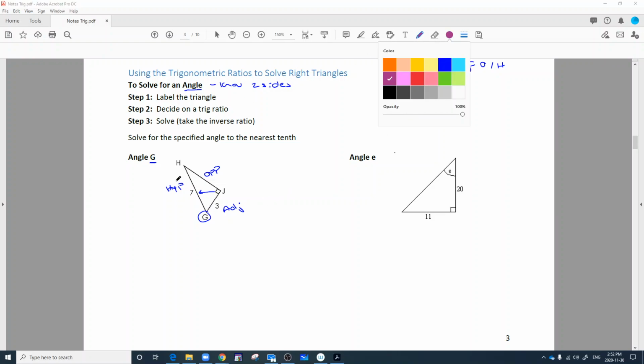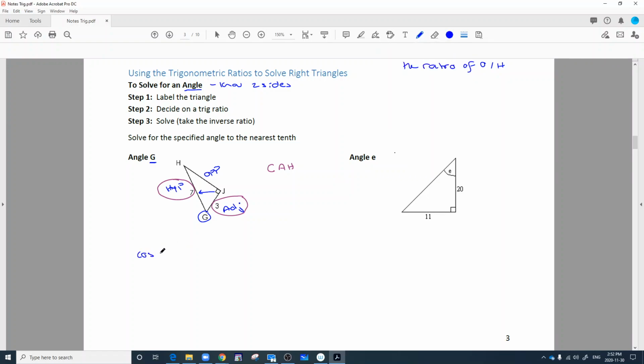So looking at this example, I know the hypotenuse side and I know the adjacent side. Since I know the adjacent and the hypotenuse, I'm going to use CAH. So what does that mean? It means that I'm going to set up this ratio. The cos of an angle is equal to the ratio of the adjacent side to the hypotenuse side. Then I'm going to fill in what I know. I'm trying to find the angle that will give me a ratio of adjacent to hypotenuse of 3 to 7. So I want to solve for angle G that has a ratio of 3 to 7.